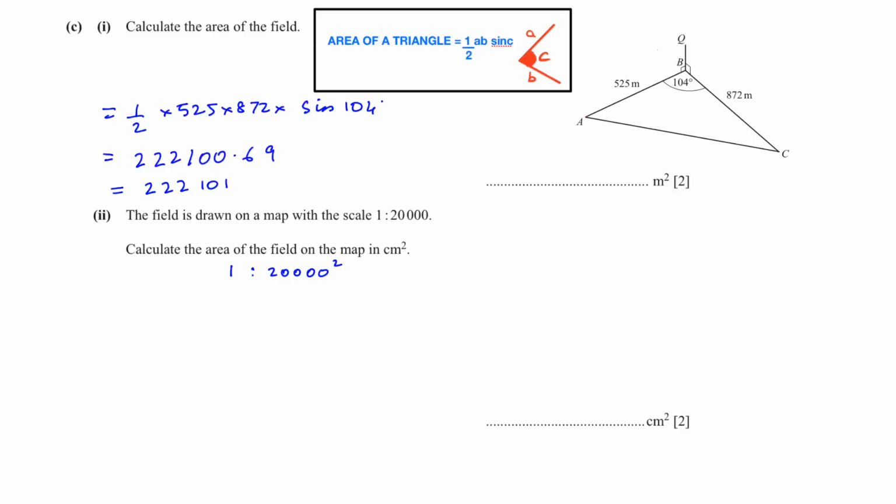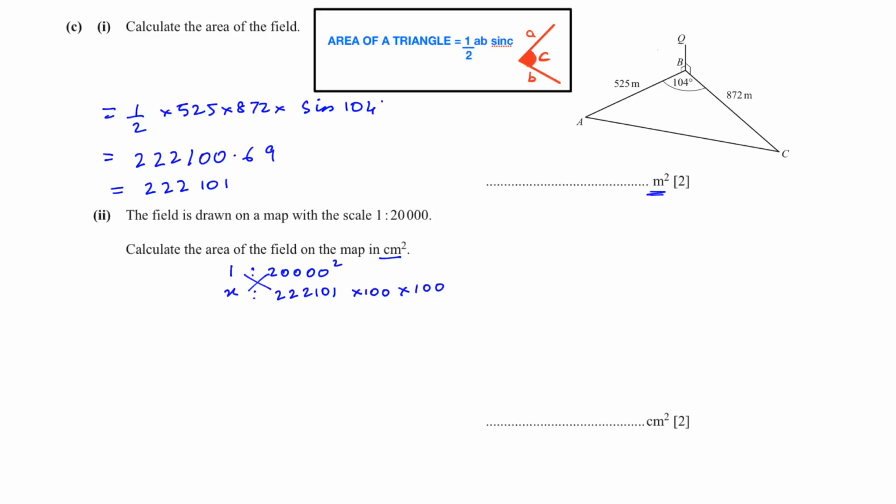And the area given to us is 222,101. It's in square meters, but we want the answer in square centimeter. So we have to change the square meter into square centimeter. To change meter into centimeter, we times by 100. But because it is square, we times it 2 times. And x is the area of the field on the map.